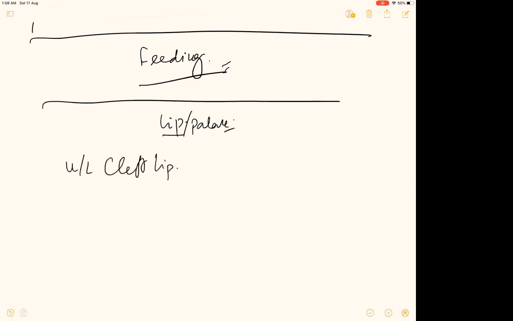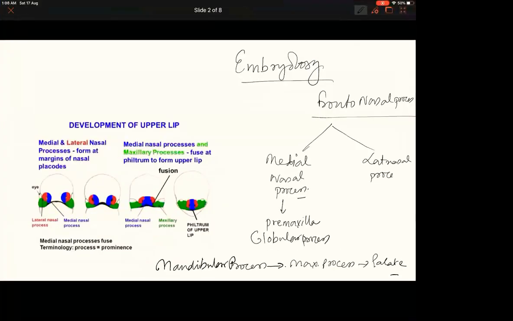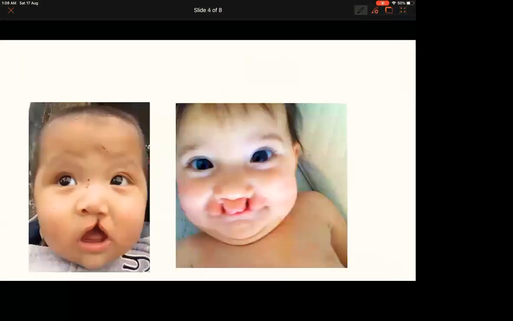Can you give me an example of such a cute baby? Yes. If you see this, wow, not this one.